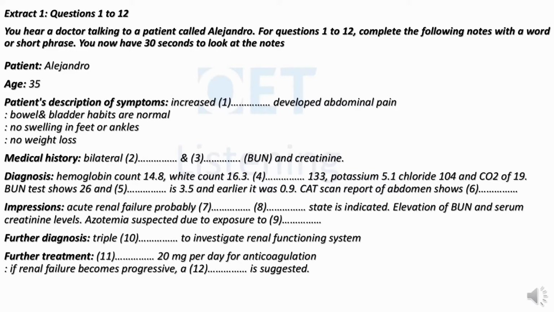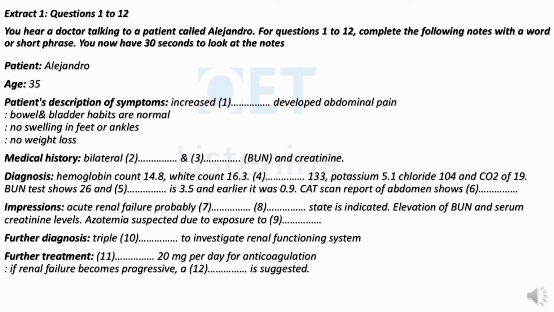Hypercoagulable state is indicated. Deep venous thrombosis with pulmonary embolism. Probably you have developed azotemia due to elevation of blood urea nitrogen, BUN, and serum creatinine levels. Your exposure to intravenous contrast materials may be the primary cause of your condition.